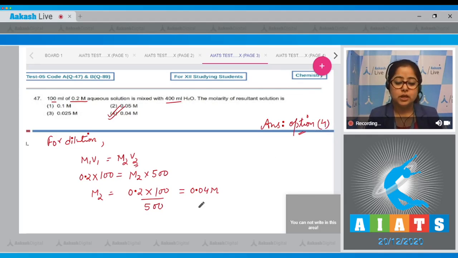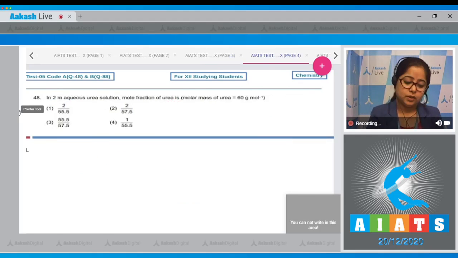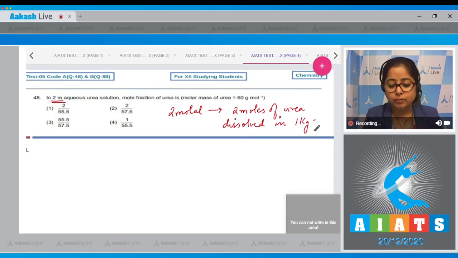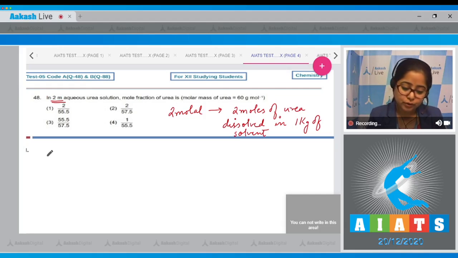Moving to next question, students, which is question number 48. Let's read the question. In 2 molar aqueous urea solution, mole fraction of urea is. Student, first of all, we are given with the molality, which is 2 molar. So 2 molar means 2 moles of solute, which is urea, dissolved in 1 kilogram of solvent. That means we are given with the moles of solute. So moles of urea is equals to 2.